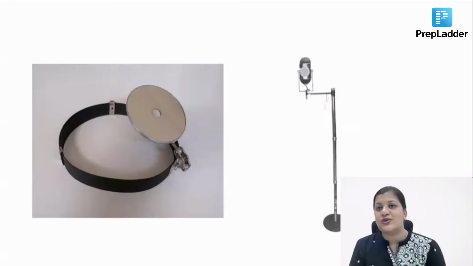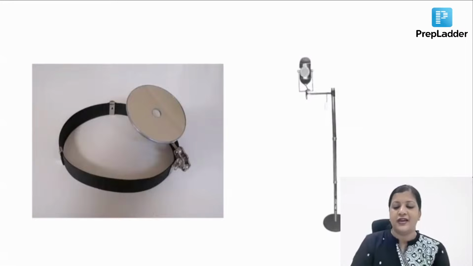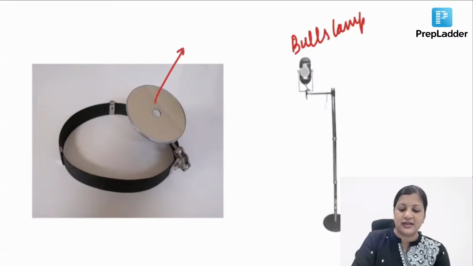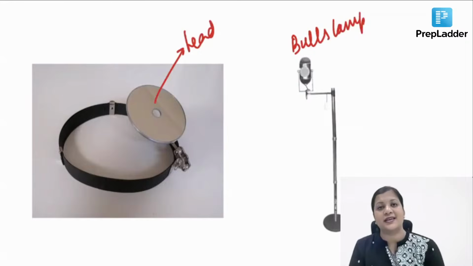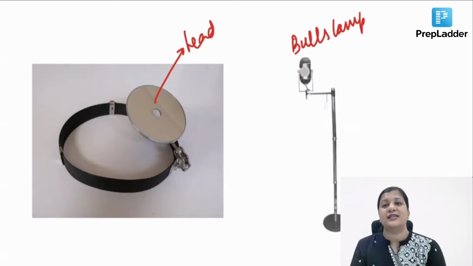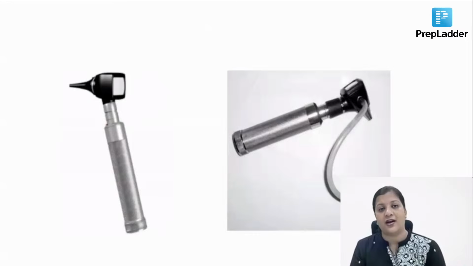Then we have a few instruments to discuss. Last 5 minutes more, and I'll just leave you off. This is nothing but your Bull's lamp. And this is nothing but your head mirror. This is a basic instrument that you require for examination. It's a concave mirror, and it is necessary to focus the light on the area of interest.